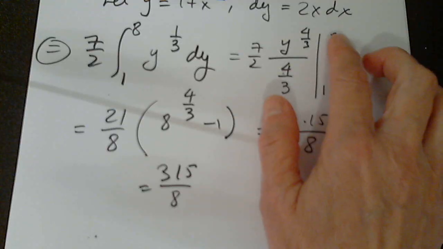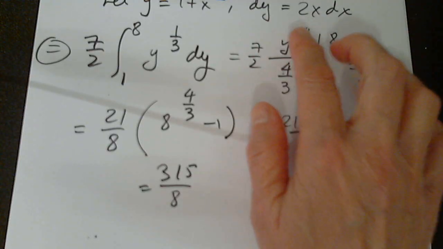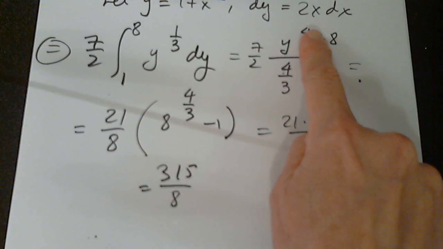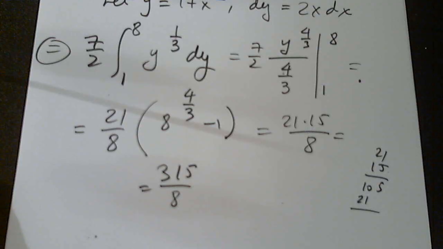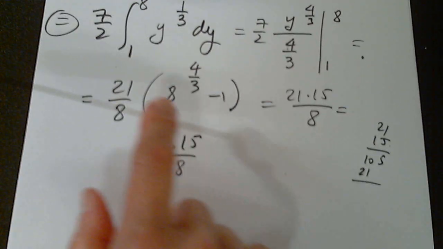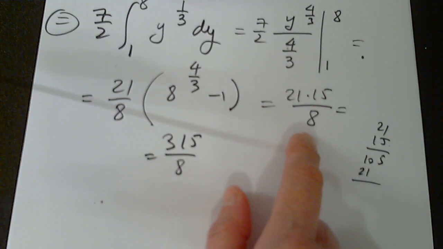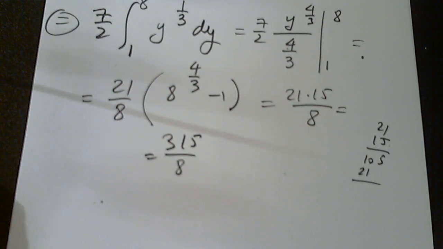So now, when I plug in 8, first I take the cube root, and I get 2, and 2 to the 4th is 16. So this is 16. If you have any doubts, again, you can put it in the graphing calculator. And careful how you put it in. 8 power, I like parentheses, as you already know, 4/3. So this has to be, what did I say, 16. And 16 minus 1 is 15. So that's why 21 times 15 divided by 8. Okay.